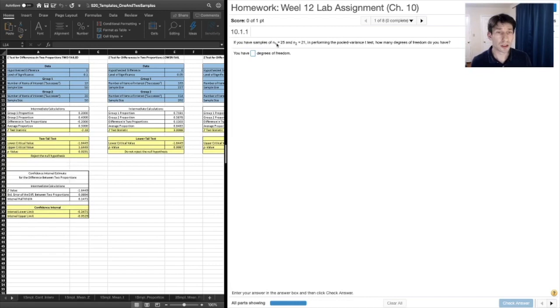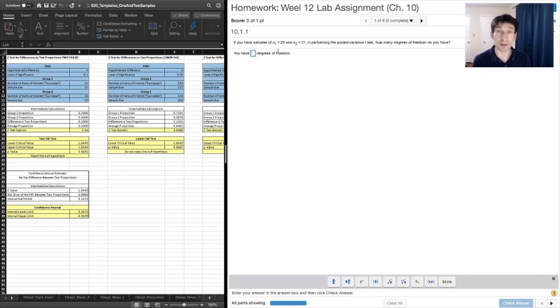You have samples of n1 equals 25 plus n2 equals 21 and you are performing a pooled variance test. How many degrees of freedom do you have? Well, it's n1 plus n2 minus 2. That's 46 minus 2, 44.